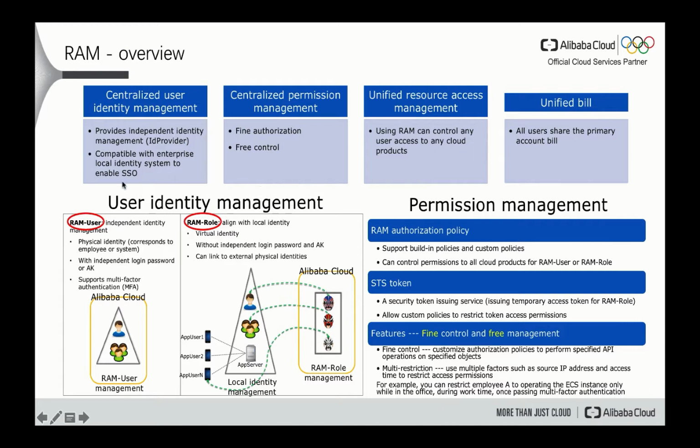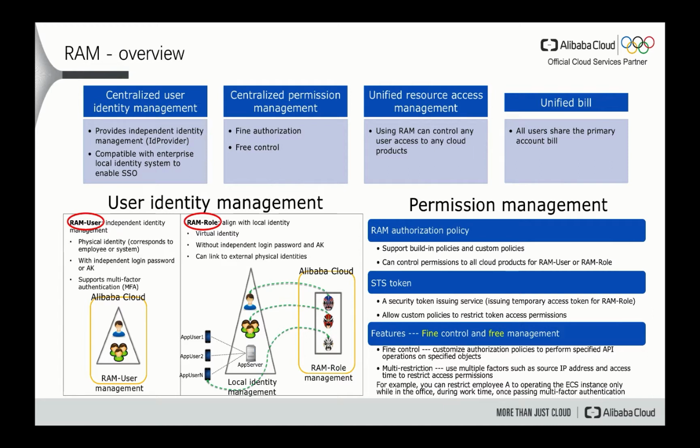Talking about user identity management, there are two highlights here. In the RAM service, when you create something, you should always consider whether to create a user or a role. A RAM user, generally speaking, represents a physical identity. We usually map this physical identity to an employee or a system. It should have an independent login password, or you can create an access key for it. It can support multi-factor authentication.